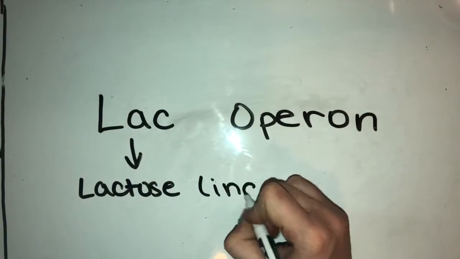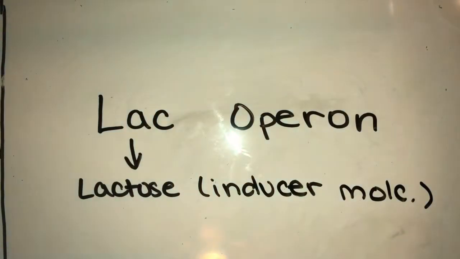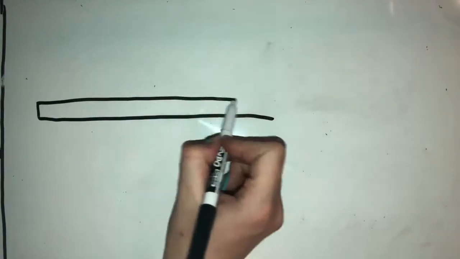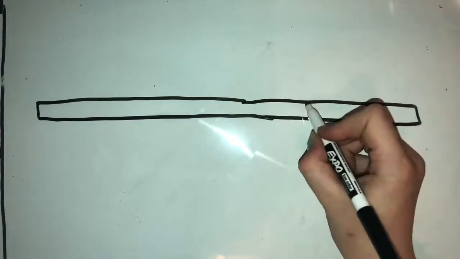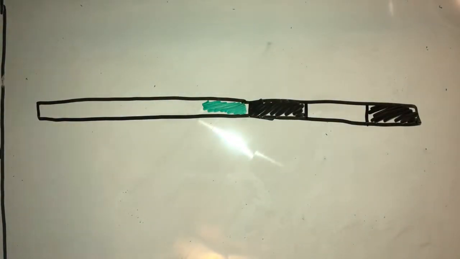Lac comes from the beginning of the inducer molecule of the operon, lactose. This operon allows lactose to be digested when glucose is not available through the activity of beta-galactosidase, which the lacZ gene codes for. It cleaves lactose into galactose and glucose.